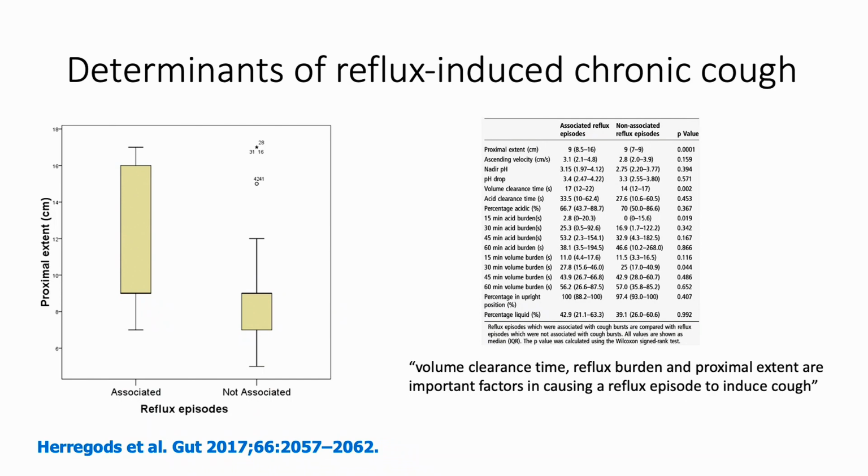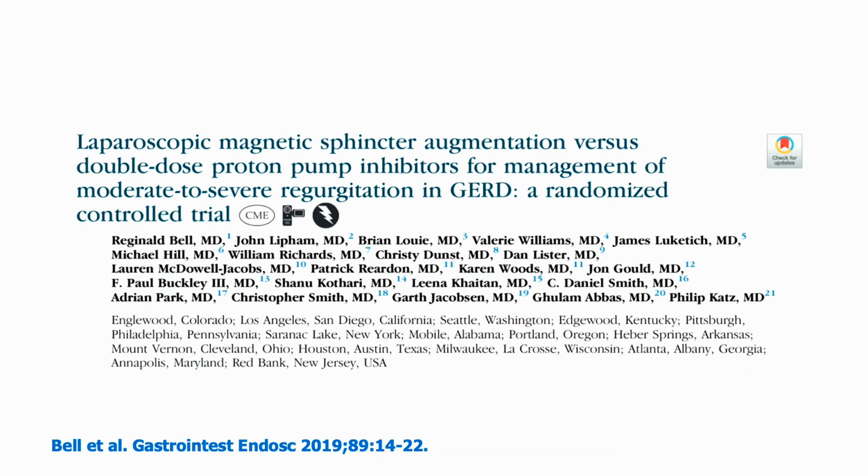Now, how about the number of reflux episodes? Is that important or not? Here is a study published by a group of surgeons, where they compared laparoscopic sphincter augmentation, the magnetic band, versus double-dose PPI in managing patients with moderate to severe regurgitation as the main symptom of GERD. And these are data from a randomized controlled trial.